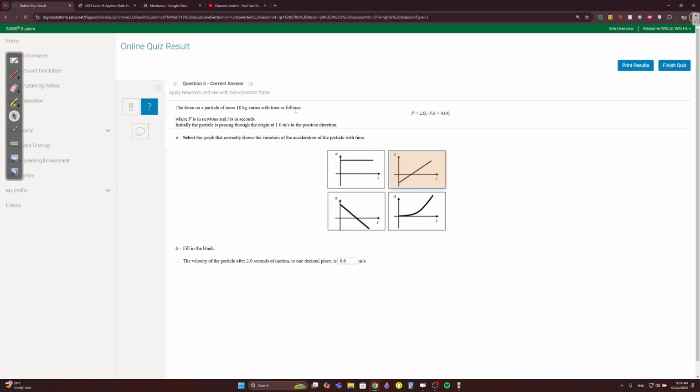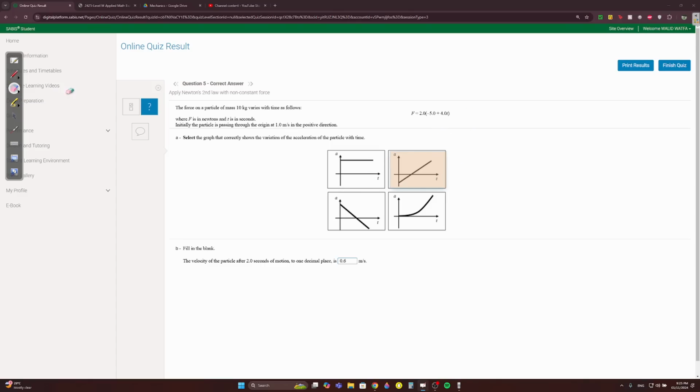Question 5. They gave you a force on a particle of mass 10 kg varies with time. So this is the force. F is in newtons and t is in seconds. Initially, the particle is passing through the origin at 1 meter per second in the positive direction. Select the graph that shows the variation of the acceleration of the particle with time. As time increases, obviously the value of the force is going to increase. Right? If you're increasing what you're multiplying by, then of course you can increase the value of F. So as time increases, the value of the force increases. And of course, if the force increases, F is equal to ma. Increase the force, what's going to happen to acceleration? It's going to go up.